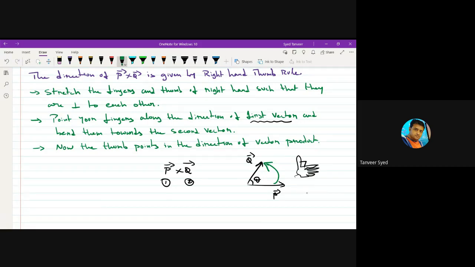No. See, these two vectors, P and Q, are lying in the plane of the screen. Okay. Sir, is any photo there? Yes, sir. Wait just a minute, I'll try to show an image.